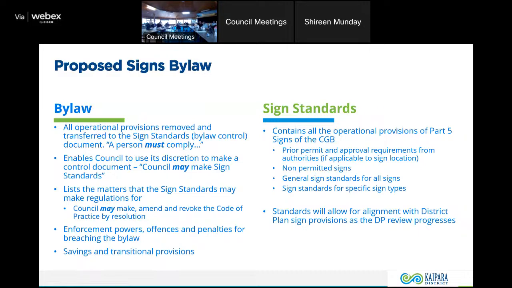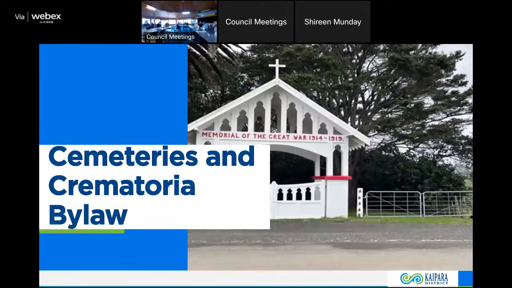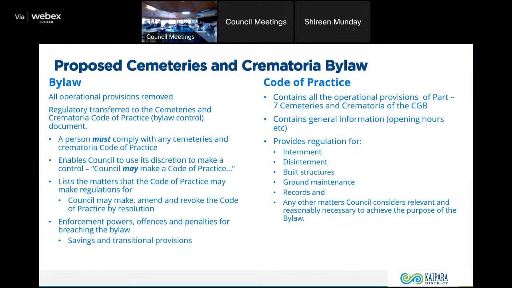You can see the sign standards control contains all the operational provisions of part 5 of signs in the CGB, and standards will allow for the alignment of the district plan provisions as the district plan progresses. Moving into the cemeteries and crematoria bylaw, all operational provisions again have been removed and transferred to the cemeteries and crematoria code of practice.